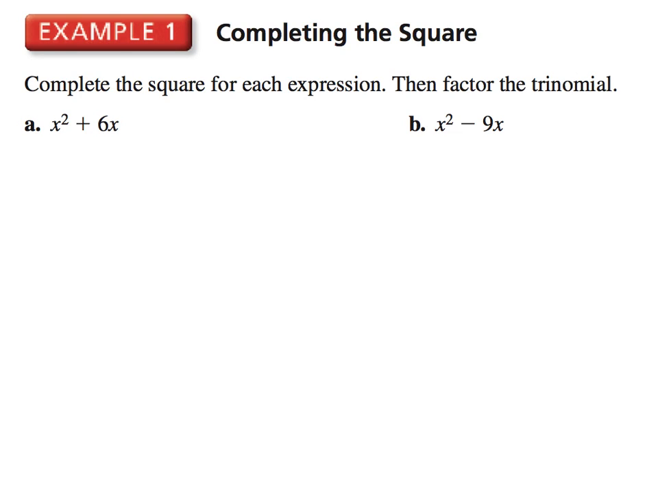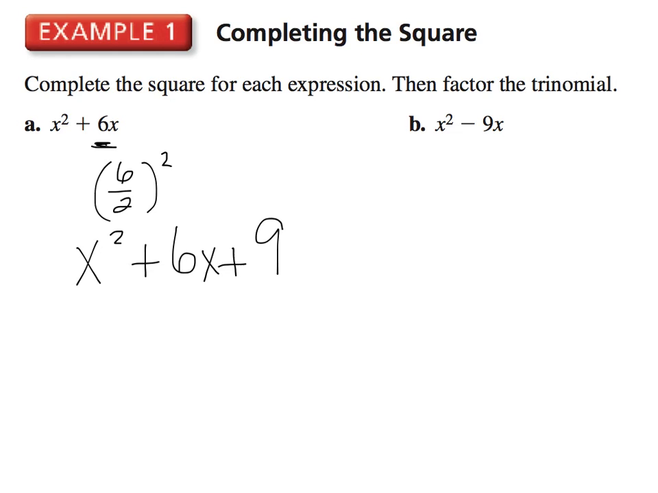Let's do our first example. We're going to just complete the square. That's it. So here we go. Half of b, well, that would be 6 divided by 2, and then we square it. Well, that'd be 3 squared, which is plus 9. So by completing the square, I'm just going to add a 9 to it. You then would factor, and you get x plus 3 squared.